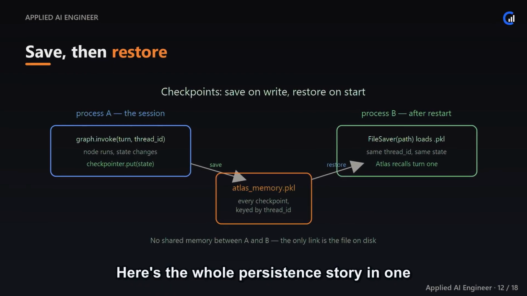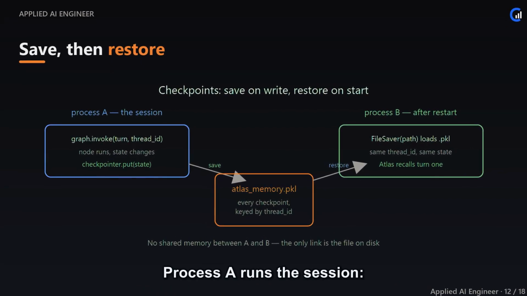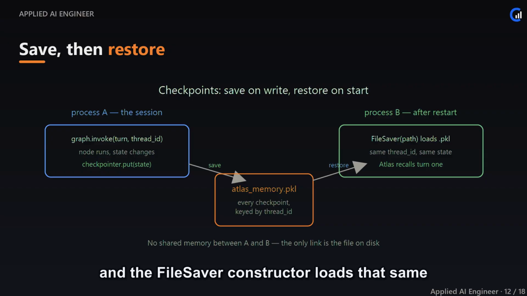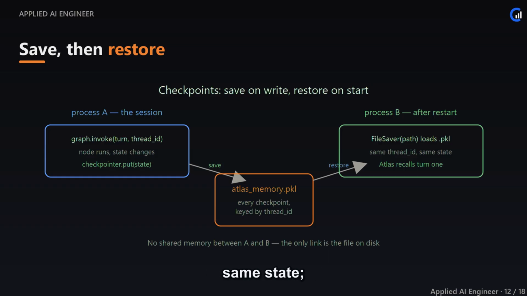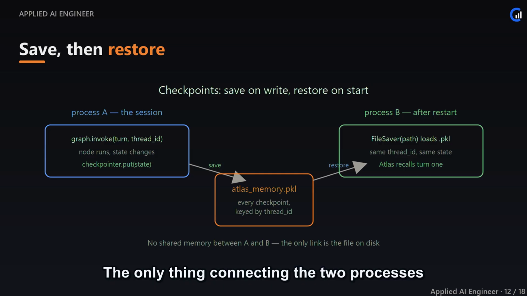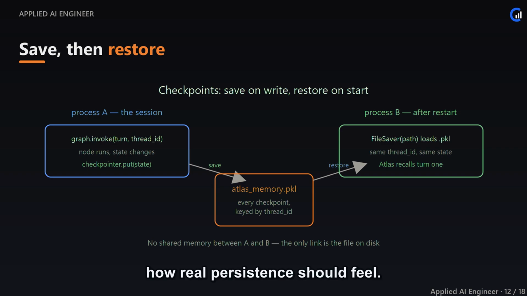Here's the whole persistence story in one picture. Process A runs the session, each invoke changes the state, and on every checkpoint the saver writes it to atlasmemory.pkl, keyed by thread ID. Then the process exits, the line is broken, no shared memory left. Later, process B starts fresh, and the FileSaver constructor loads that same file. Same thread ID, same state, Atlas wakes up remembering turn 1. The only thing connecting the two processes is the file on disk, exactly how real persistence should feel.